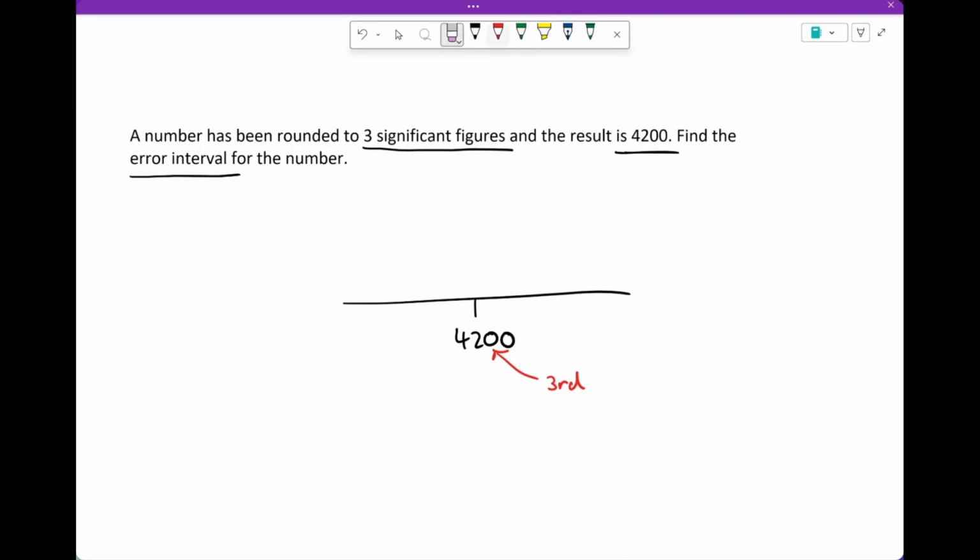Okay, so I'm just going to underline it here. And the idea is we're going to go to that place value, which is the tens, and we're going to add 1 to it, so we're going to get 4,210.